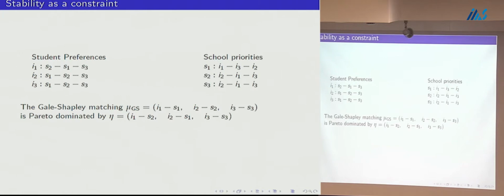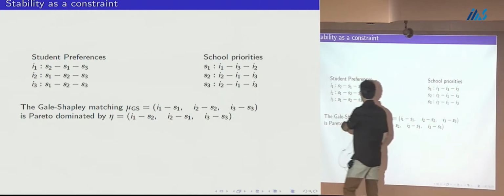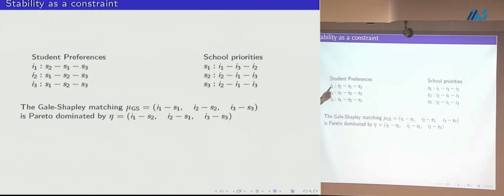A potential problem with that is, if you look at the Gale-Shapley matching, student 1 is matched with S1, student 2 is matched with S2. They are both getting their second choices. They would be better off if they exchanged their schools. The reason is that this matching, Gale-Shapley, is Pareto dominated by this efficient matching, where student 1 and 2 get their first choices. Pareto dominated means only respecting student preference.